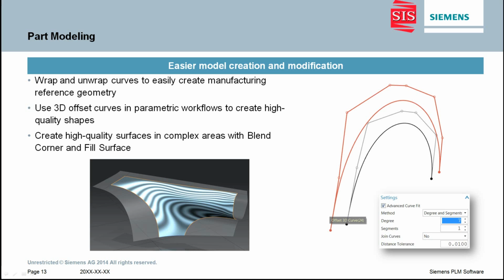Wrap and unwrap operations can be performed across multiple faces, including developable ruled surfaces. Points are now supported along with curves and edges. 3D offset curve is a history feature for defining offset curves in parametric workflows to create high-quality shapes. Blend corner is a workflow function for creating a smooth surface in complex corner regions of native or imported parts. Fill Surface is a general surfacing function for creating high-quality surfaces to fill n-sided openings with G0 to G2 continuity and can use internal pass-through curves or fullness control.